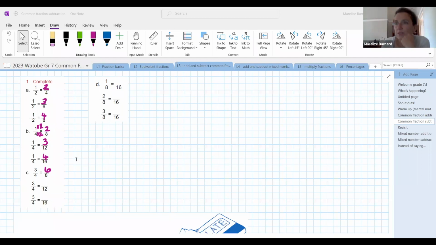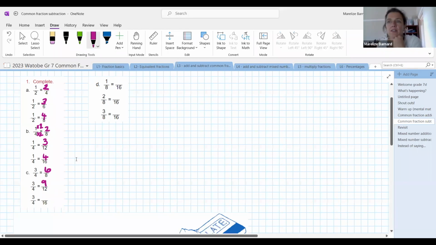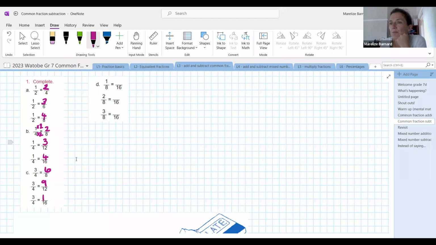Right, okay, all sorted. So 3/4, how many 12ths in 3/4? That'll be 9 12ths in 3/4. And then how many 16ths in 3/4? That's going to be 12. And there will be 2 16ths in an eighth, and 4 16ths in 2 eighths, and in 3 eighths there will be 6.